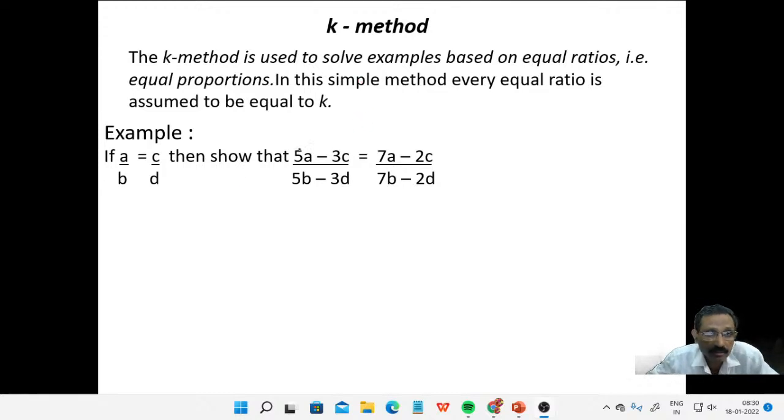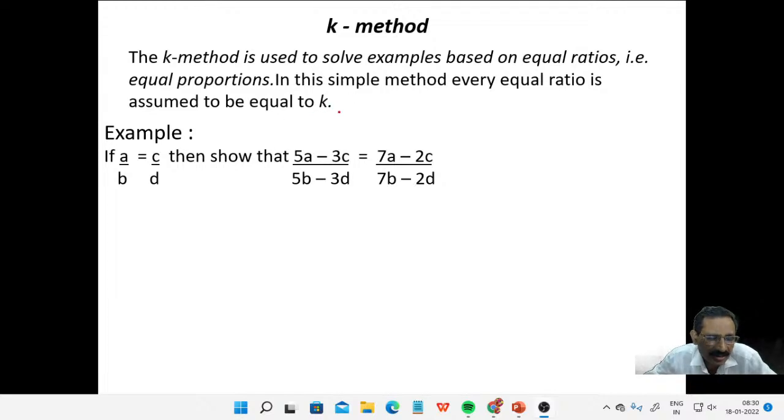Hello and welcome to this session of ratio and proportion. Today we'll be doing the K method. The K method is used to solve certain examples which are based on equal ratios. What is this equal ratios? That is equal proportions. Now in this simple method, every equal ratio is assumed to be equal to K.